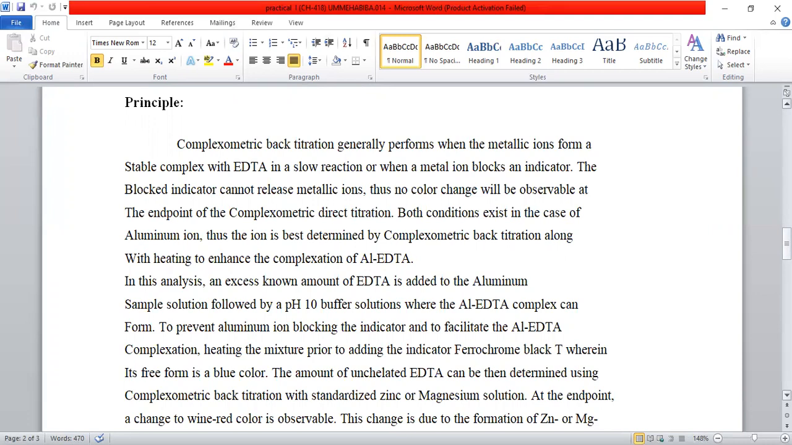EDTA. In this analysis, an excess known amount of EDTA is added to the aluminium sample solution, followed by a pH 10 buffer solution where the aluminium EDTA complex can form. To prevent aluminium ion blocking the indicator and to facilitate the aluminium EDTA complexation, the mixture is heated prior to adding the indicator Eriochrome Black T, whose free form is a blue color. The amount of unchelated EDTA can then be determined using complexometric back titration with standardized zinc or magnesium solution. At the end point, a change to wine red color is observable.